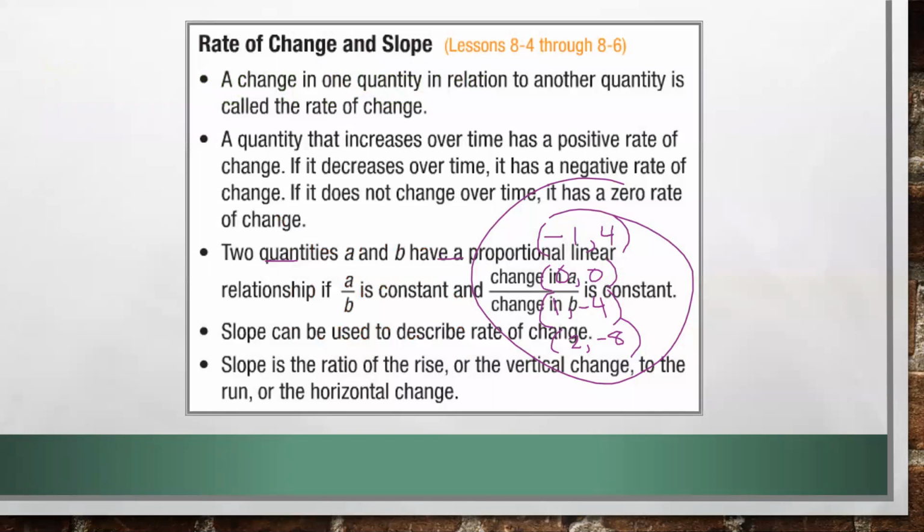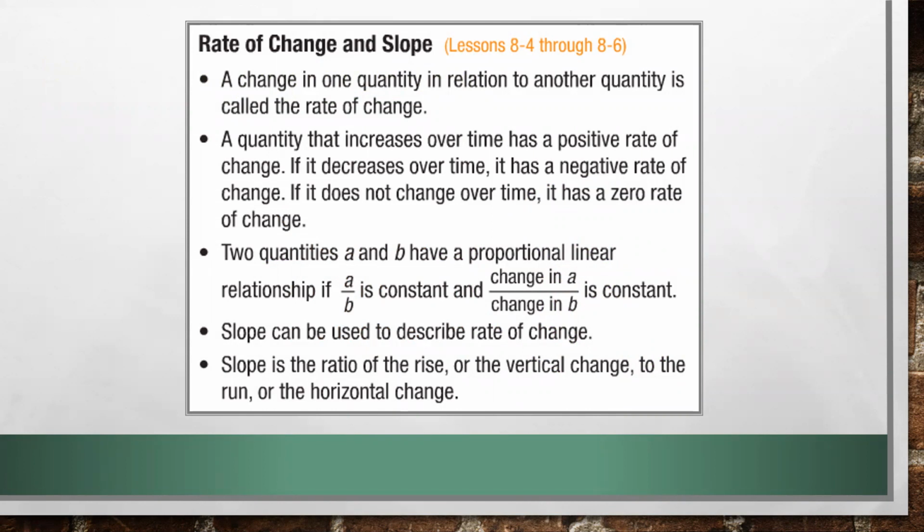All right. So then the next section talks about the rate of change and slope. A change in one quantity in relation to another quantity is called the rate of change. A quantity that increases over time has a positive rate of change. If it decreases, it has a negative rate of change. And if it doesn't change, then it has a 0 rate of change.